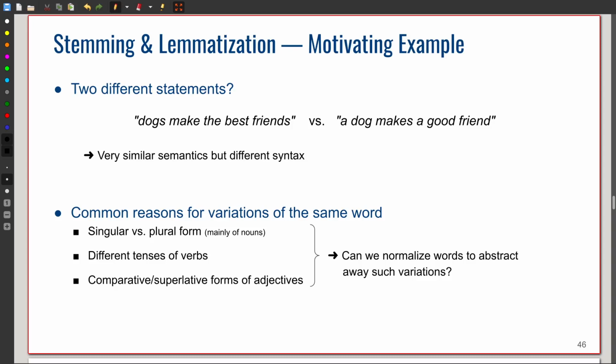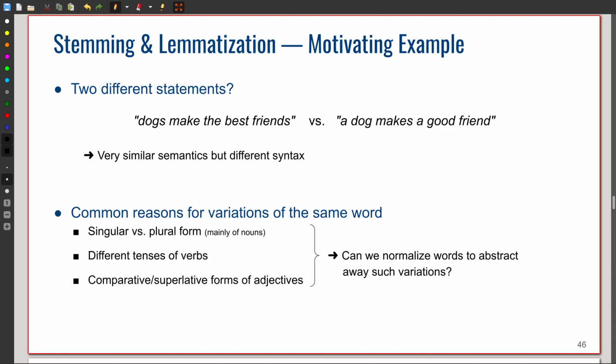The core problem in normalization is handled by two different methods, stemming and lemmatization. Let's look at some examples. Dogs make the best friends, and a dog makes a good friend. These are two statements that really mean the same things, but they have different wording.